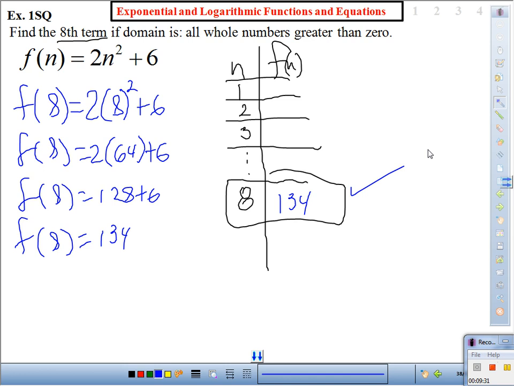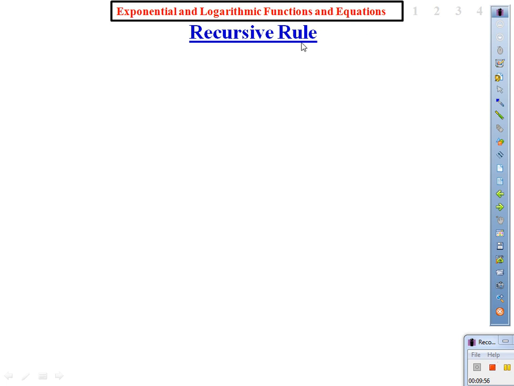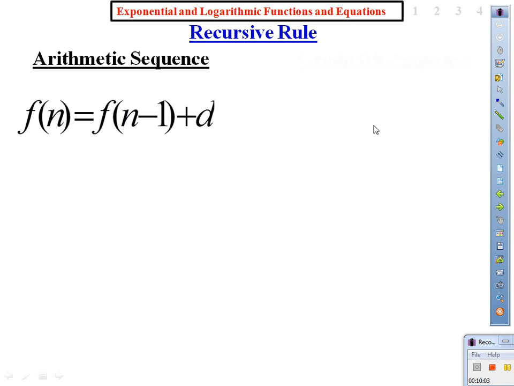This is too easy. And yes, by the way, all these rules that I've been giving you of the functions are known as explicit functions. Today, we're going to learn how to write explicit functions. In the video, we only did recursive. That's why I'm revisiting these. And let me show you the recursive one. For the recursive, I said there's one for arithmetic and one for geometric. And I gave you this for this one and this for this one.